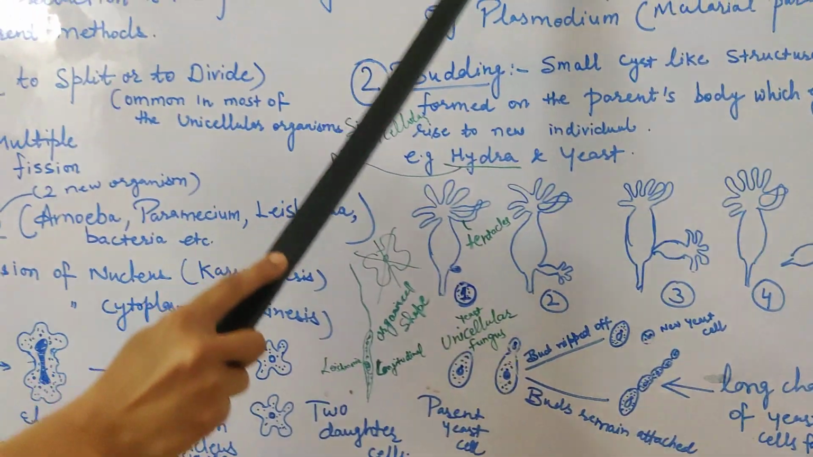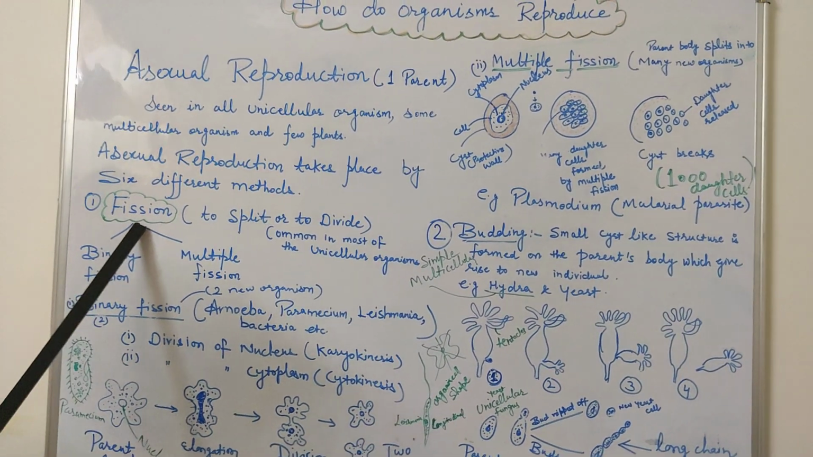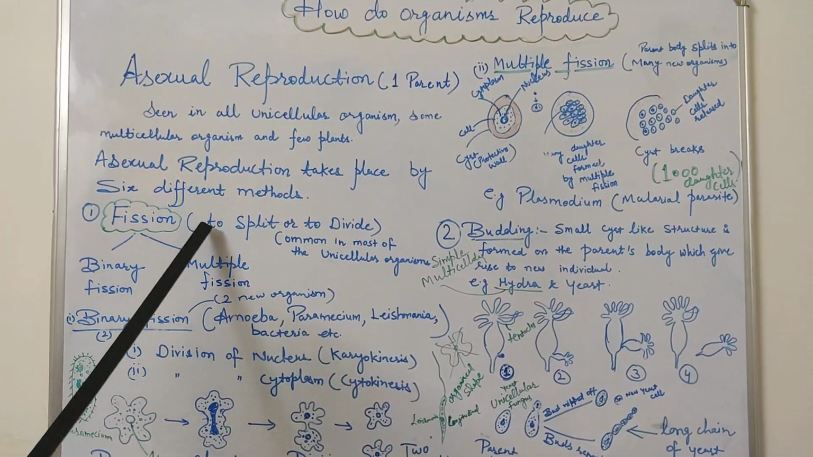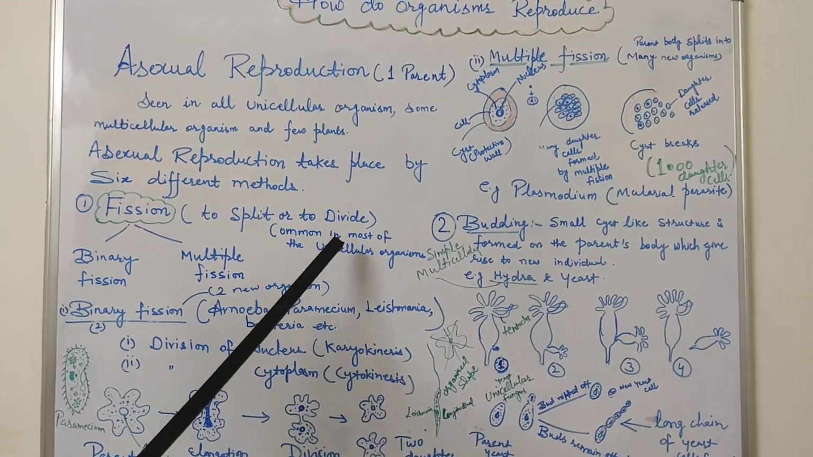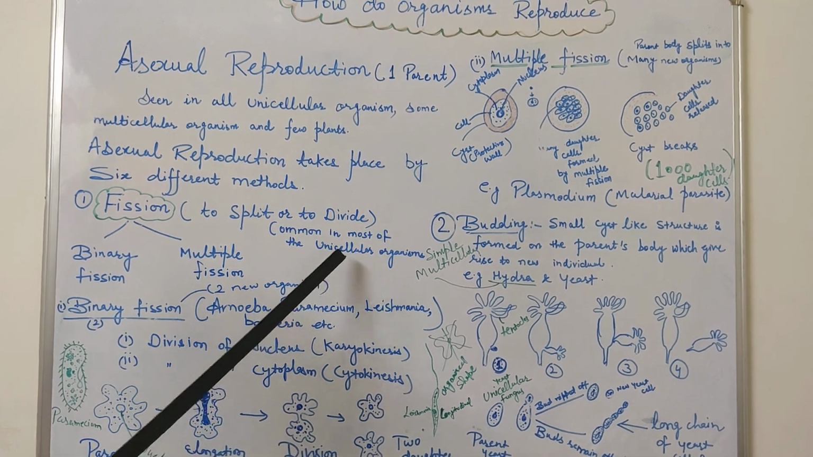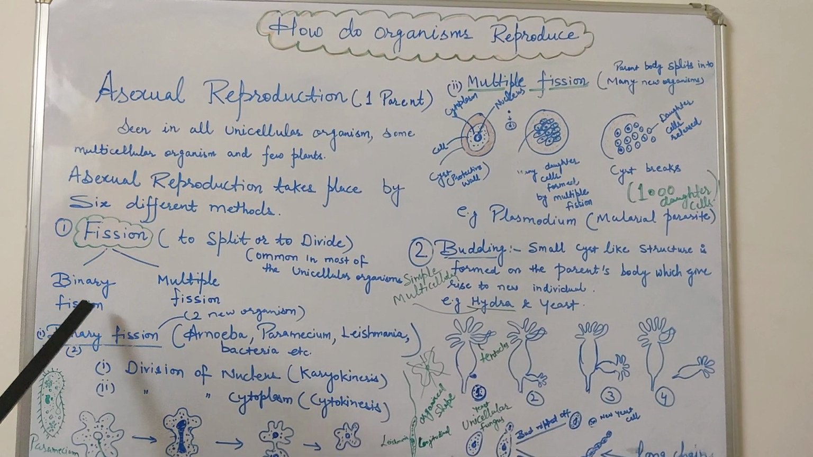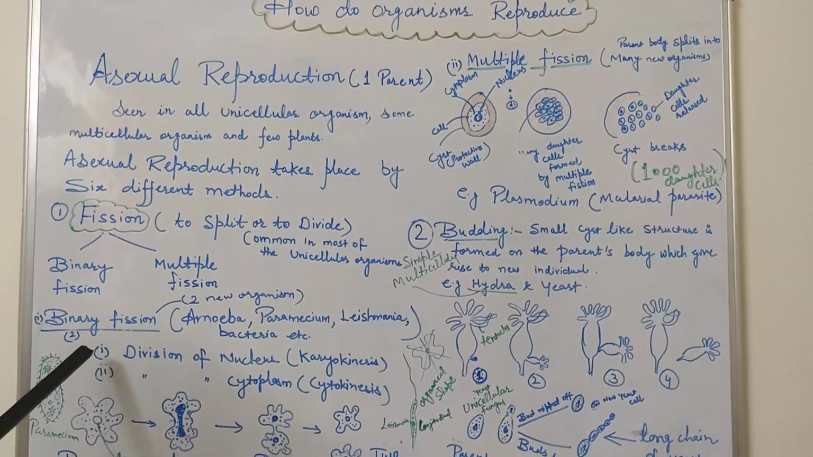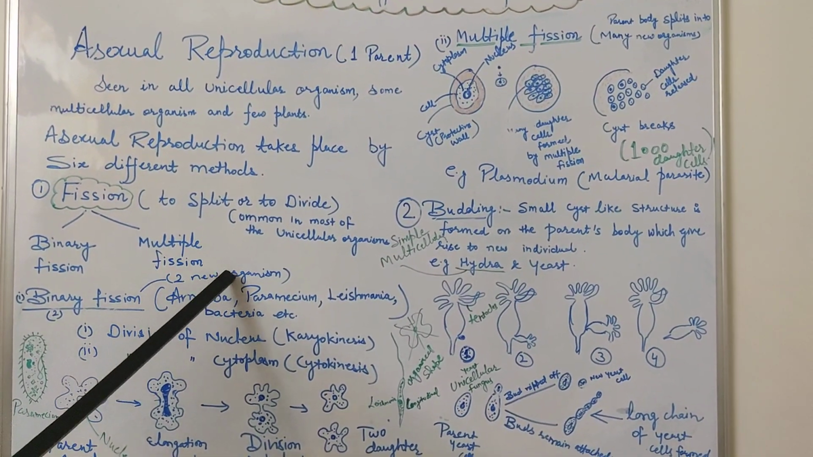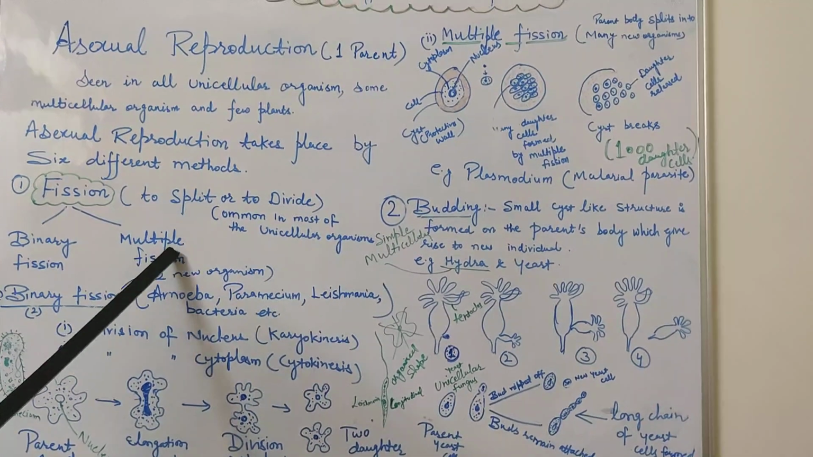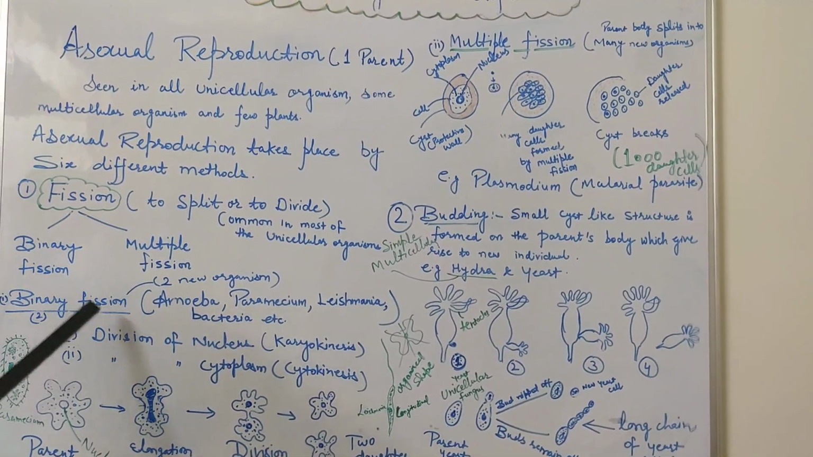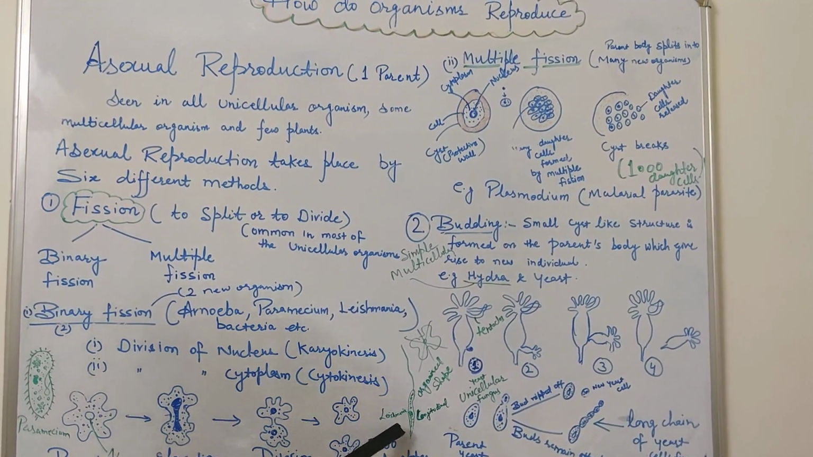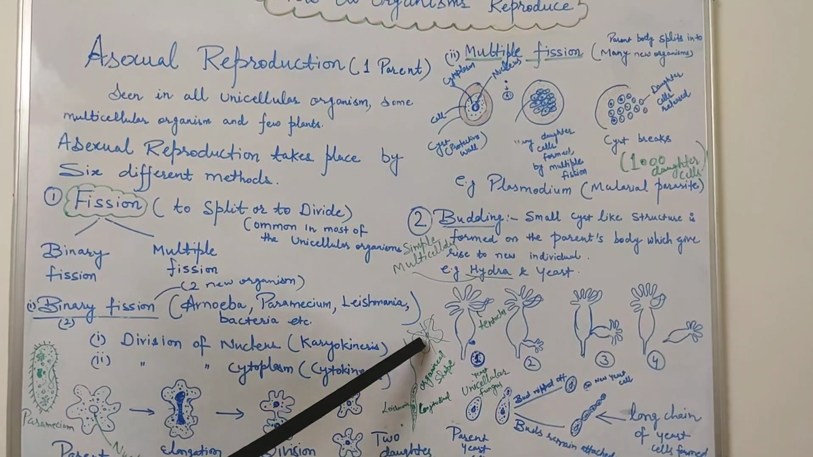So in this video, we discussed fission, the first mode of asexual reproduction, in which the parent body divides into parts and each part grows into a new organism. It is of two types, binary and multiple. In binary, two individuals are formed, and in multiple, many new organisms are formed from one parent. Binary fission occurs in amoeba, paramecium, leishmania and bacteria.